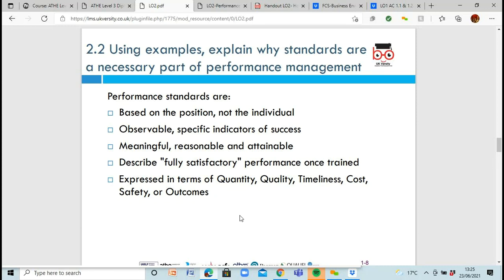They should be fully satisfactory. So when you've been trained and you've gone through all that initial process, you should be able to know exactly what your standards are and how to achieve those. And then you should know things like quantity, quality, time, cost, safety. So you should be aware of the basic things that you need to do to achieve your standards.